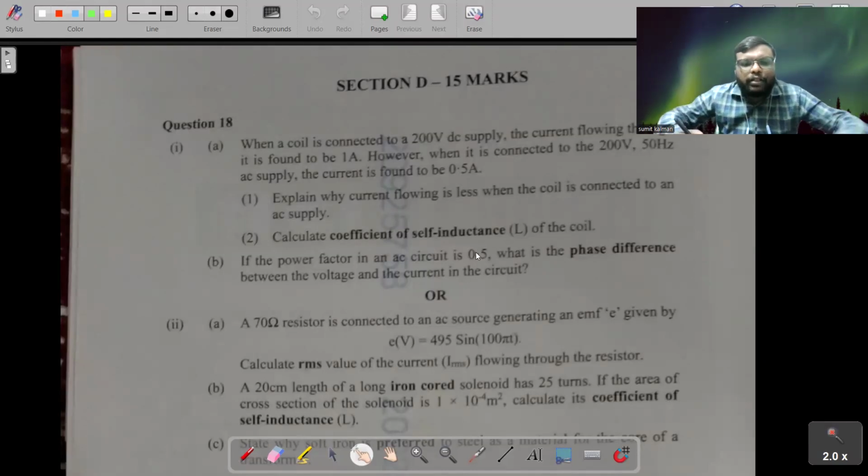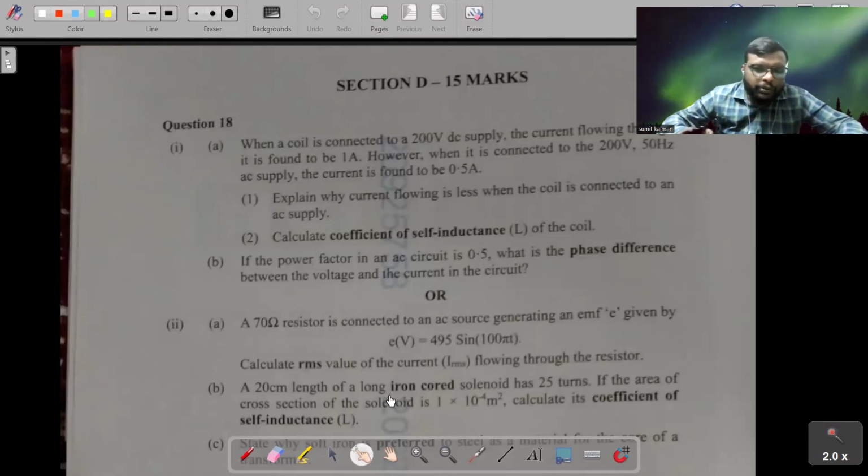Hello, dear students. In last classes, we were doing the analysis of 2026 ISC Board Class 12th Board Exam question paper. We had solved the question paper up to section C. Today, we will solve the problems of section D, that is 15 marks.